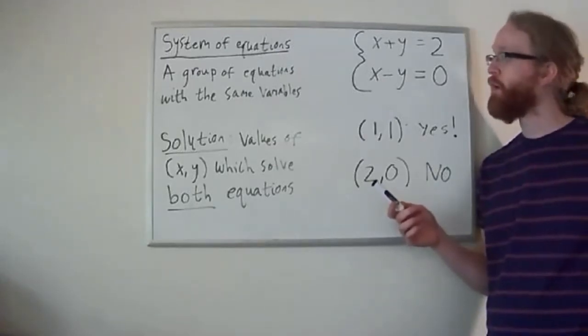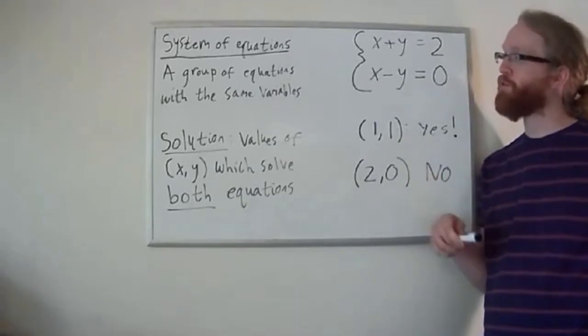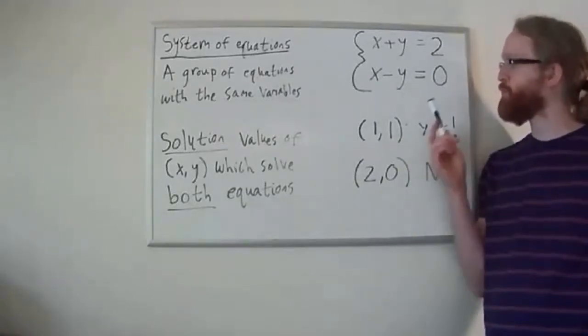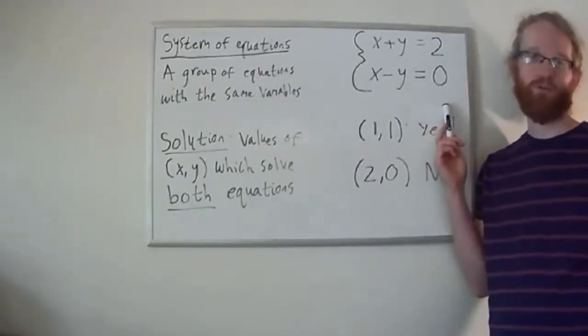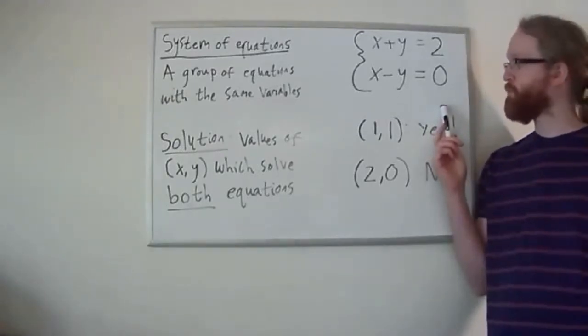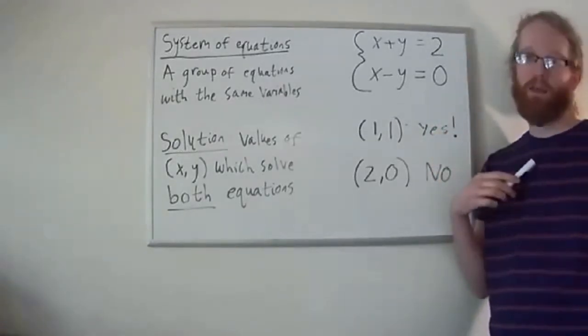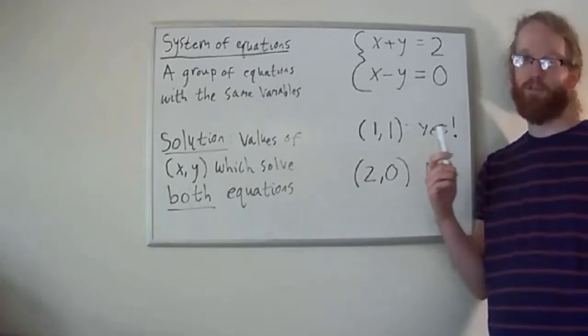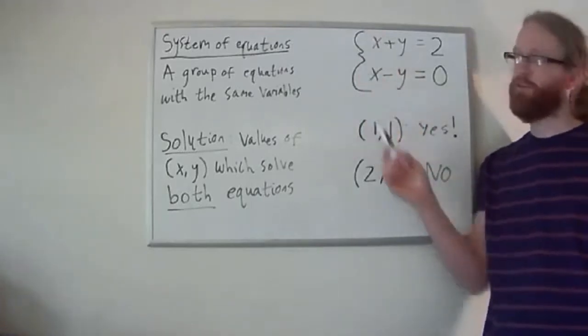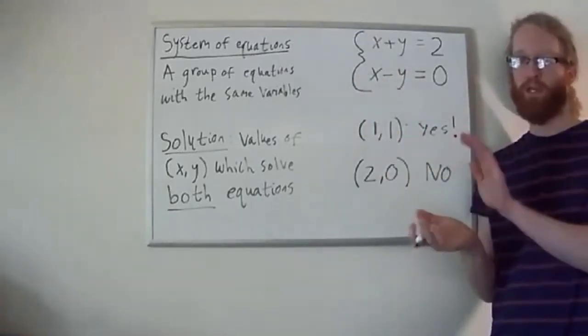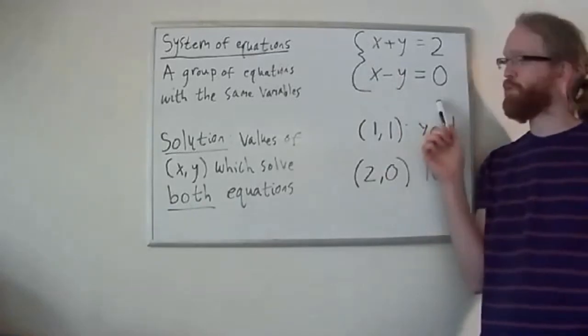So a system of equations is a group of equations with the same variables. Here's an example of two equations and two variables, x plus y equals 2 and x minus y equals 0. And we always indicate a system of equations with this curly bracket on the left, just to indicate that I'm grouping them together as a system. So that's what this is here.